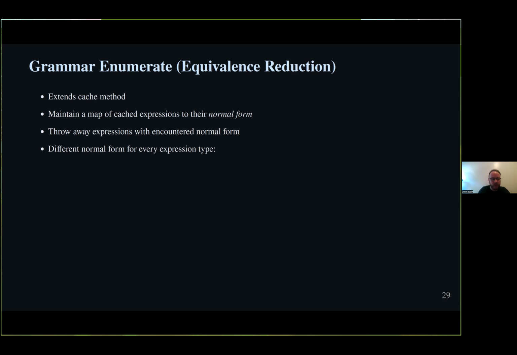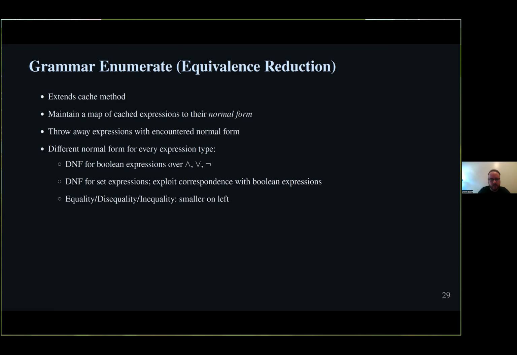And then we have different normal forms for every expression type. For Boolean expressions, you can use something like DNF. For set expressions, you can also use DNF because you can exploit the correspondence between set algebra and Boolean algebra. For equality, disequality and inequality, you just want to make sure that the expression on the left is smaller than the expression on the right. And then, of course, if you have less than, you can always flip that to have greater than, etc.